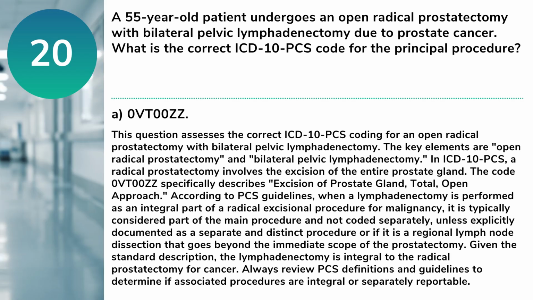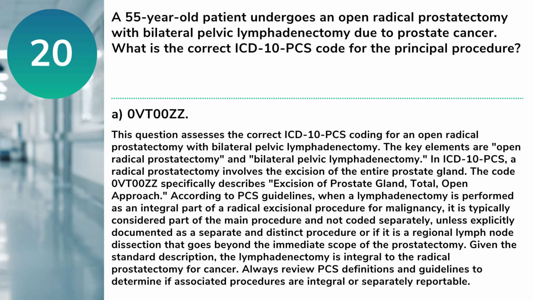Answer: A. 0VT00ZZ. This question assesses the correct ICD-10-PCS coding for an open radical prostatectomy with bilateral pelvic lymphadenectomy. The key elements are open radical prostatectomy and bilateral pelvic lymphadenectomy. In ICD-10-PCS, a radical prostatectomy involves the excision of the entire prostate gland. The code 0VT00ZZ specifically describes excision of prostate gland, total, open approach.